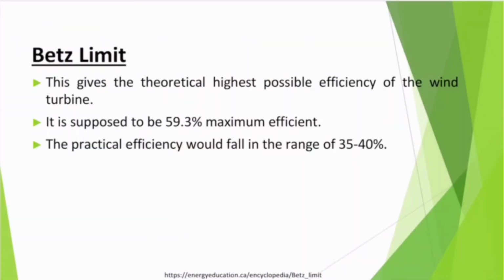And the practical efficiency would fall in the range of 35 to 40%. So if you compare solar and wind, solar is close to 20% and wind is close to 40%. Being double the efficiency, wind generators as a renewable energy source are preferred compared to solar. But there are structural challenges and resource availability challenges. Still, given a choice between wind and solar, most people prefer to go for wind. But if you are not a country having good wind flow, and if you are not a sunny country, then probably solar could be preferred.